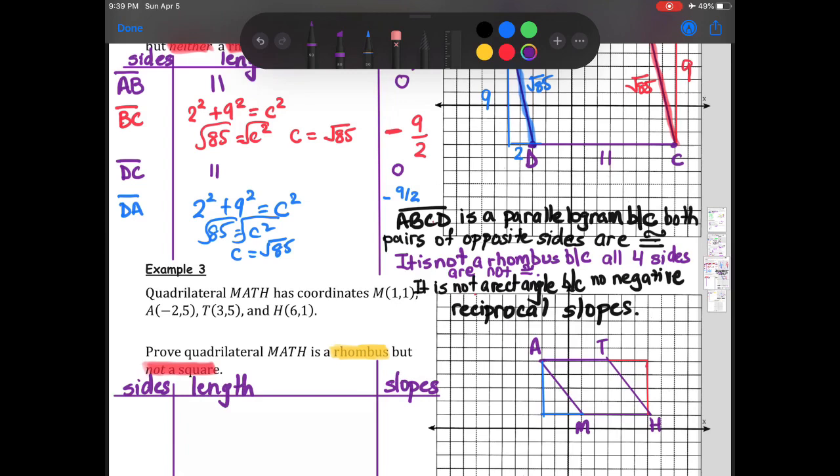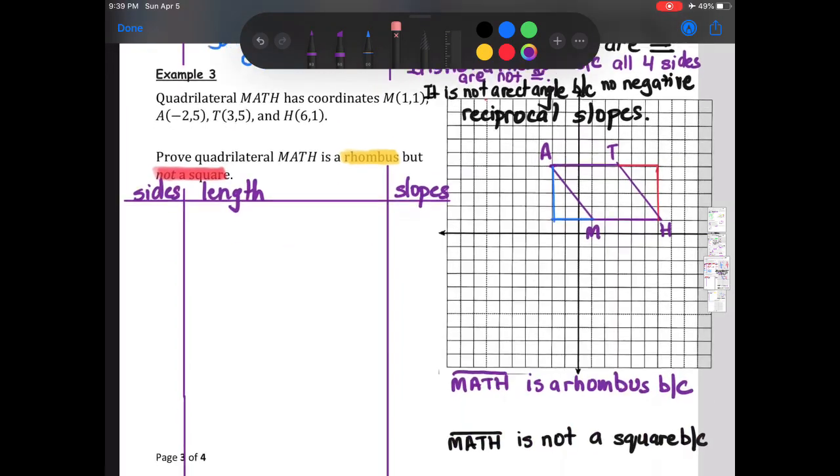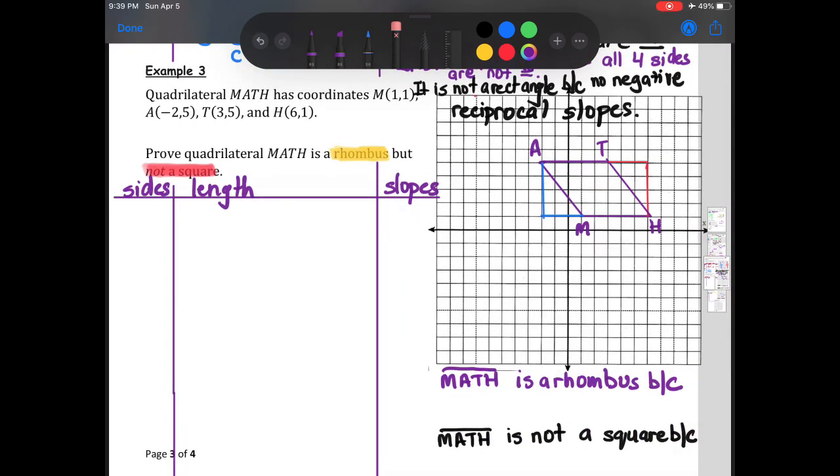Okay. So let's start with example 3. Here it is asking me to do two things. The first one was crazier. Example 2 was a little bit more work than this one. It's saying prove quadrilateral MATH is a rhombus and not a square. Rhombus, we know all sides are what? Congruent. So we want to show all sides are congruent, but that's true in a square. If we can say that these lines are not perpendicular, then we know it is not a square. So let's write out our lengths.